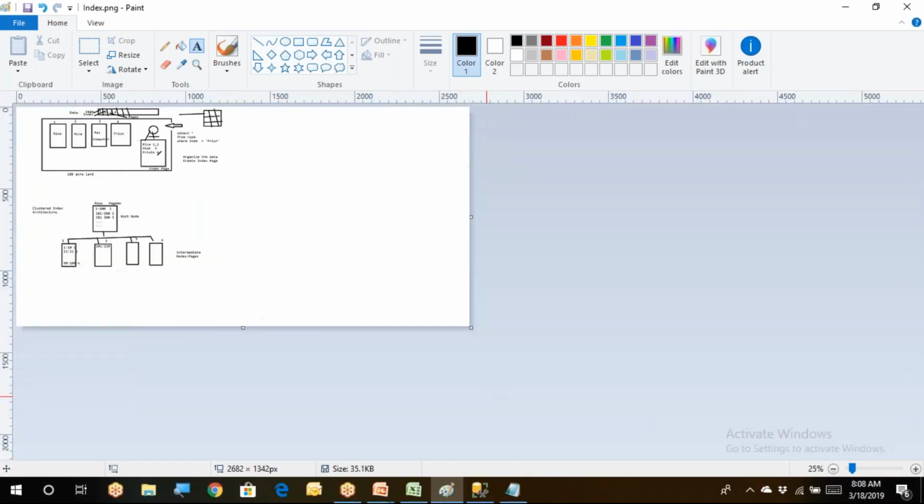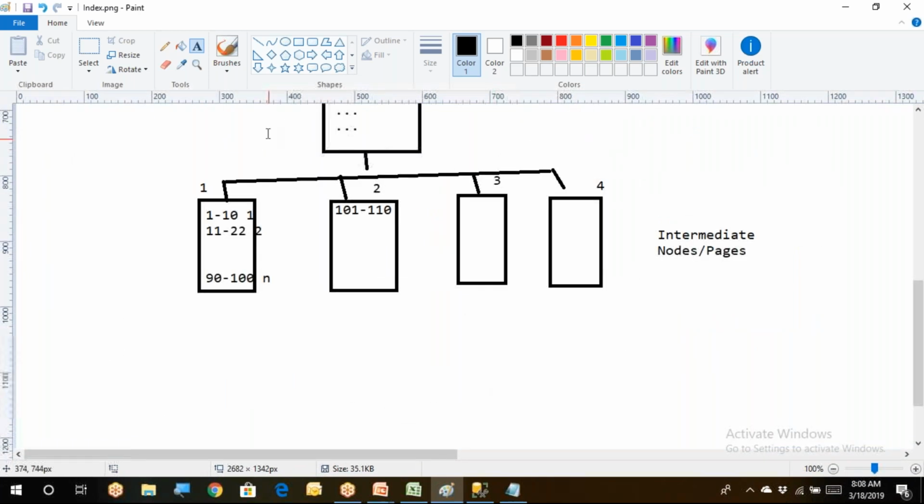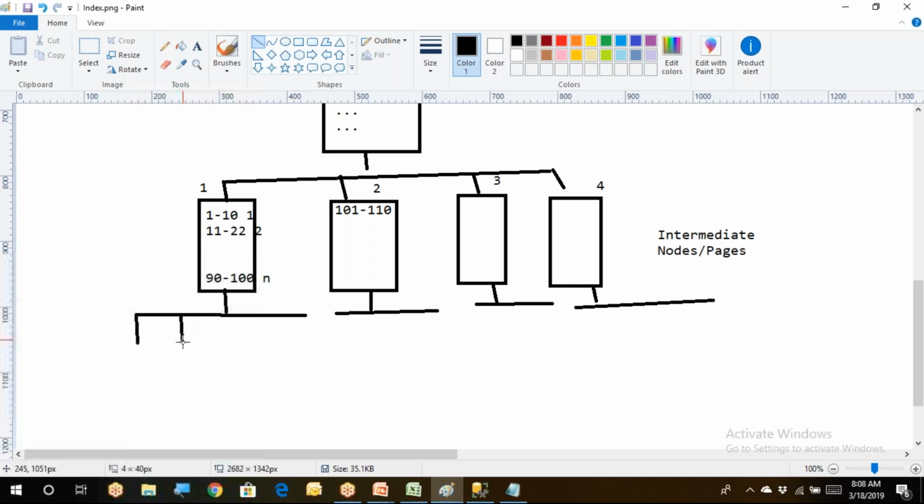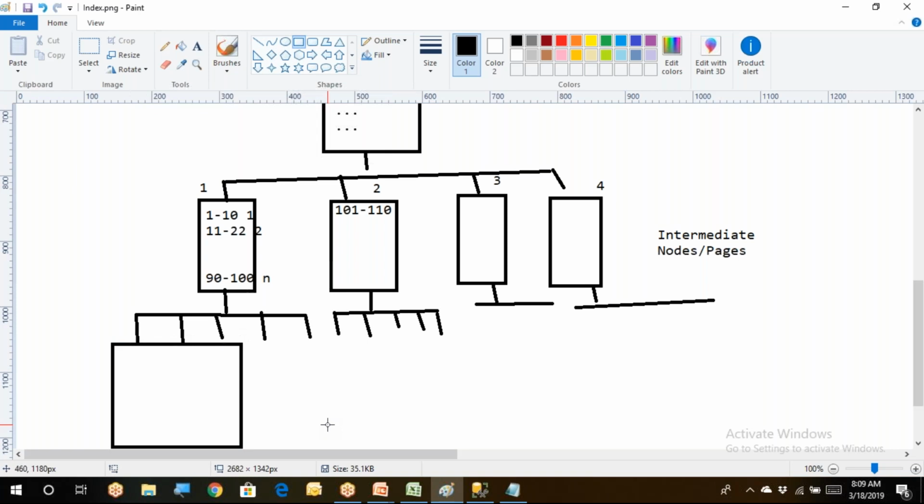Now, let me take some more space. What is going to be happening? Internally, this page is linked up to some more pages. This page is linked up to some more pages. Like that, you will have some more pages here. Now, a lot of pages got created where you should be able to store your data physically in your clustered index leaf node. So here you have a page here. Now actual physical data is going to be stored.